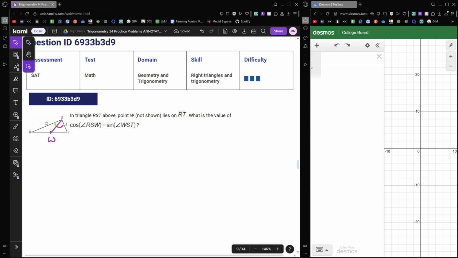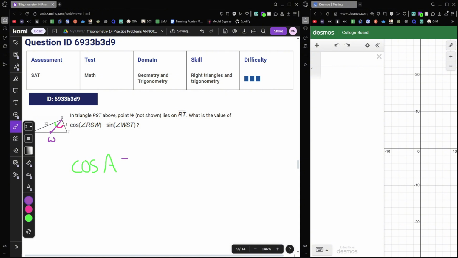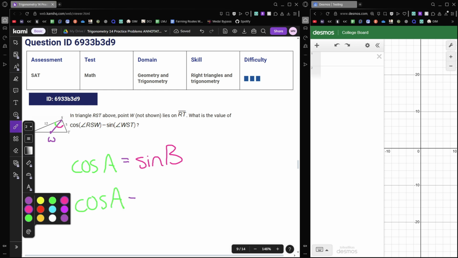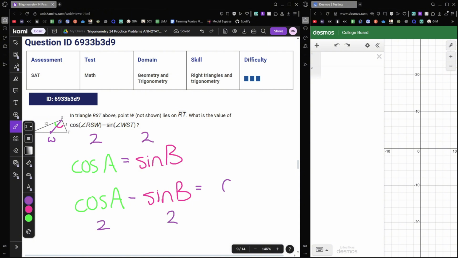So here in this example, the cosine of the green angle, which I'll call angle A, would be equal to the sine of the pink angle, which I'll call angle B. That means that if we were to do the cosine of angle A minus the sine of angle B, we would end up subtracting the same number from itself. So let's say that the cosine of angle A was 2, that means that 2 would be equal to 2, so 2 minus 2 would be 0. So that means our answer would actually be 0.